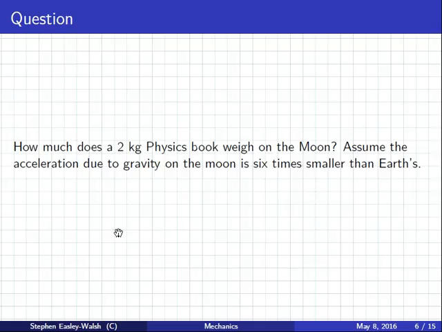How much does a 2 kilogram physics book weigh on the moon? The acceleration due to gravity on the moon is 6 times smaller than what's on Earth. So it's g over 6 for the moon. 3.27. Sorry, what did you get? 3.27. 3.27 newtons.